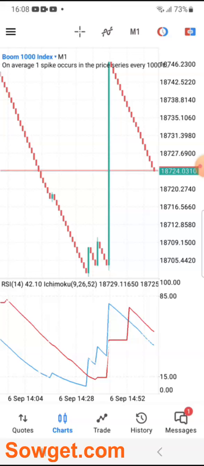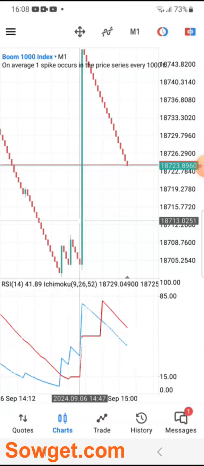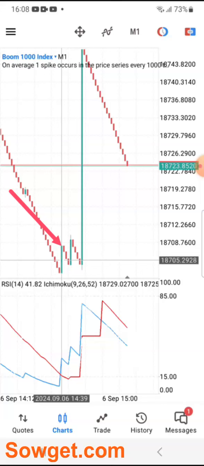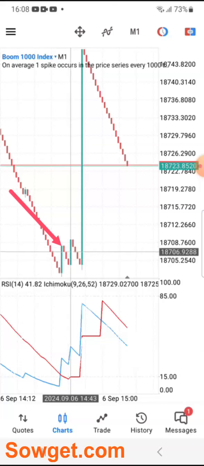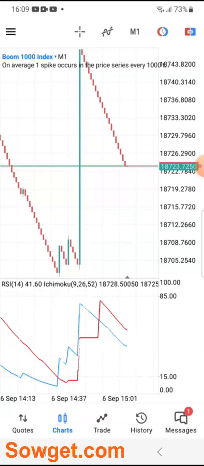All right, just wait for a lot more spikes that are going to occur in the Boom 1000, and that is what you are seeing here. You can see that after this first spike occurred, let's say you entered your trade immediately when this first spike occurred, then you get this second spike here, and you can see this third spike here. So that is the entry rule for this strategy.